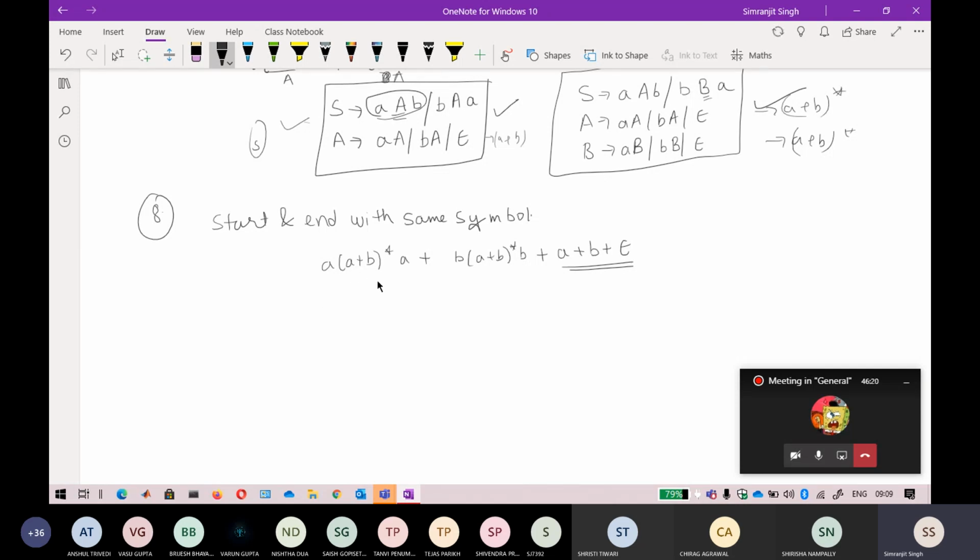The writing of the symbol is the same. There is no doubt about it. So it will start with A and end with A. In the similar way, it starts with B and ends with B. In the similar way, this is a part of the language. So you just write A, B, and epsilon.